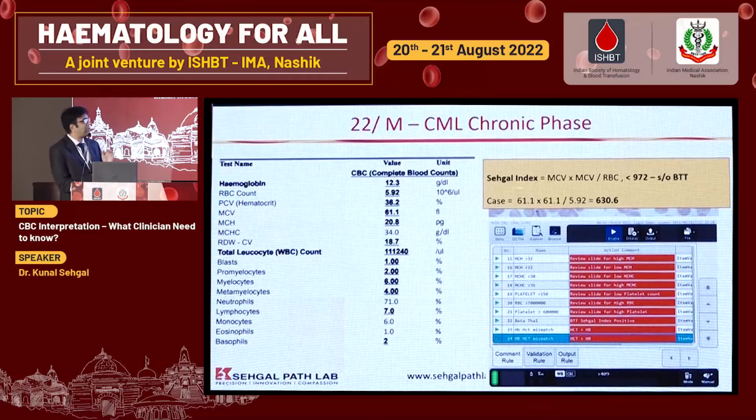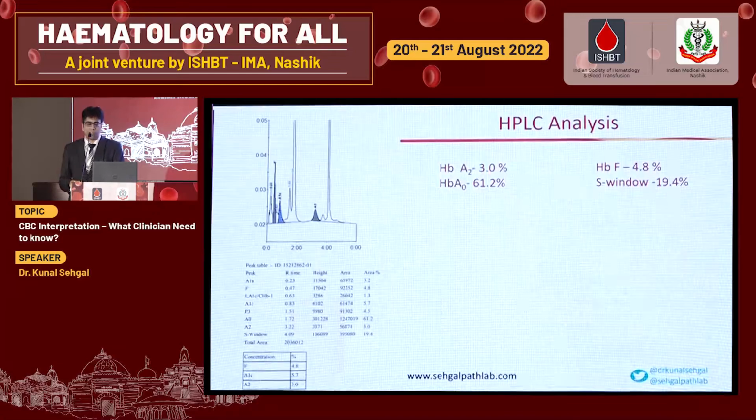It says BTT positive. We have put this formula. It flags for the technologist and says this THAL index is potentially positive. This patient needs to be advised HPLC for further evaluation and confirmation. So this comes straight at a technologist level, so the pathologist also never misses it. So this was positive. Below 972 is what we consider as positive for screening by HPLC.